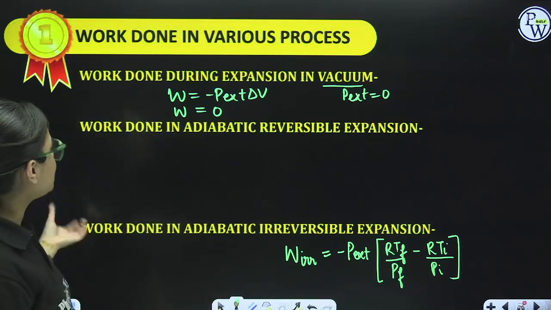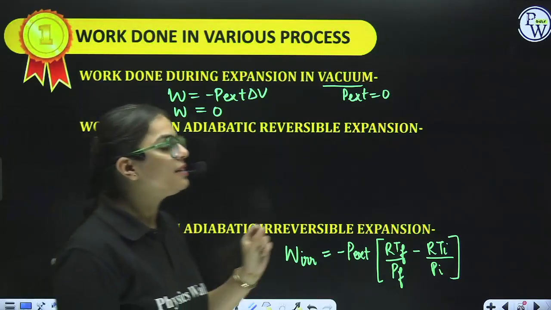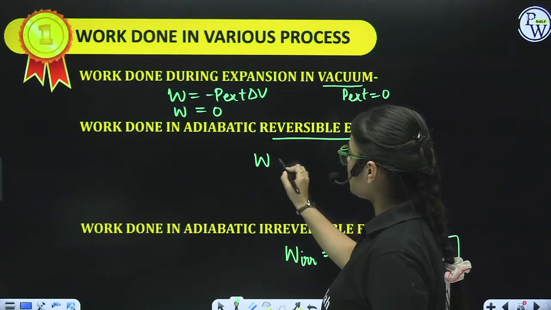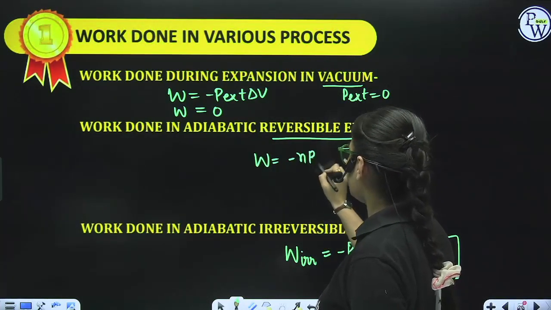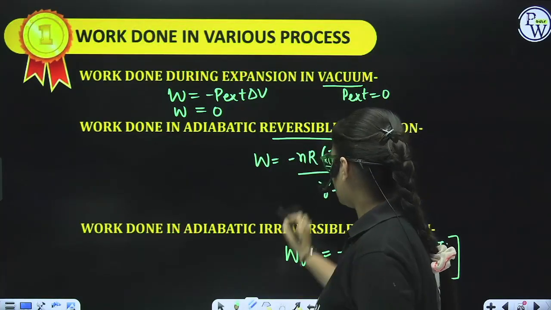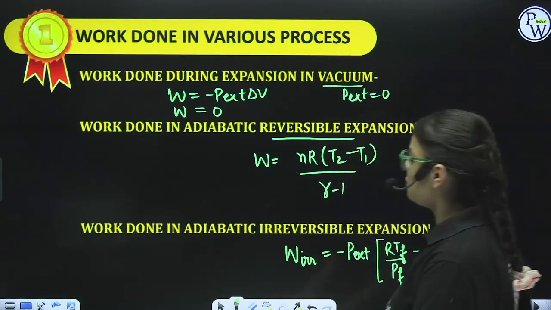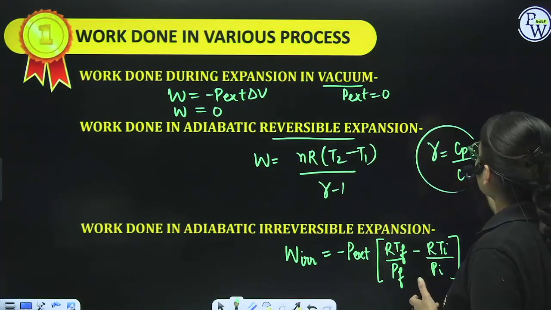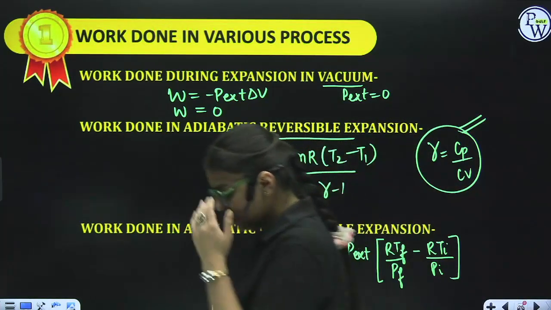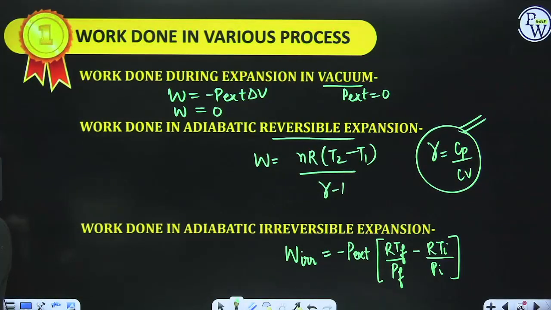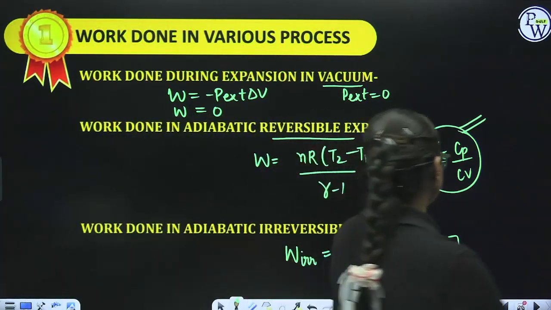Clear? Now comes the next part, work done in adiabatic reversible expansion. Work done is equivalent to nR into T2 minus T1 by gamma minus 1. Sorry, here the negative sign won't come. So basically this is the formula. What is gamma, students? Gamma basically is Cp by Cv. I will be coming to this part also, what is Cp and what is Cv. But first of all, write it down. This is the formula for the following part. Clear?